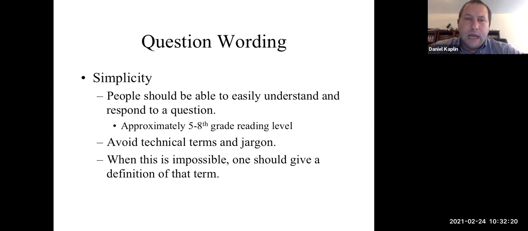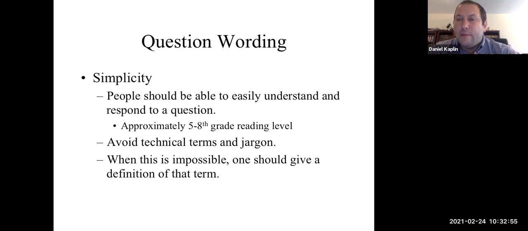So one thing that you have to be concerned with is simplicity, right? Your survey wording should be very simple. It should be very easily understood. For example, the MMPI, which is a measure of personality, is written at roughly a 4th grade reading level. And it was done by design so that education doesn't become a factor in how people perform on the test.